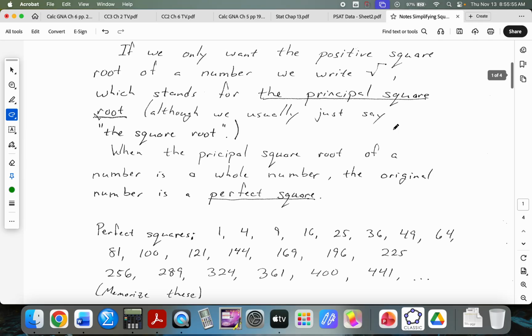So if we only want the positive square root, which is true for all the problems that we're going to be doing in this class this year, we write the square root sign. This is the principal square root, although we usually just say the square root. This is also called the radical sign.